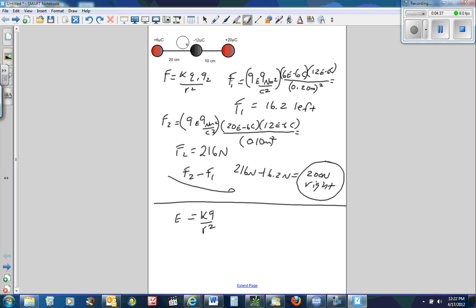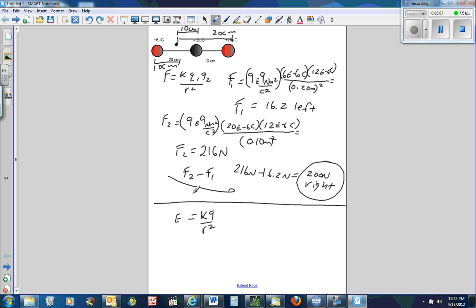Now let's say we're talking about a point 10 centimeters from the negative 12. It'll be right in the middle. So from here to here would be 10 centimeters. Well, now how far is this point from this one? It'd be 20 centimeters, right? Because it'd be 10 plus 10. How far is it from this one? Well, it'd be 10 centimeters.